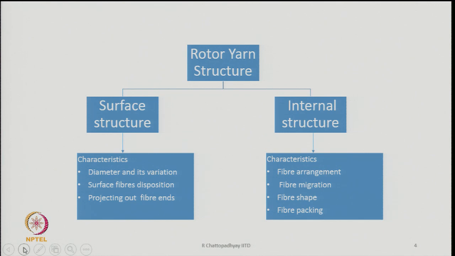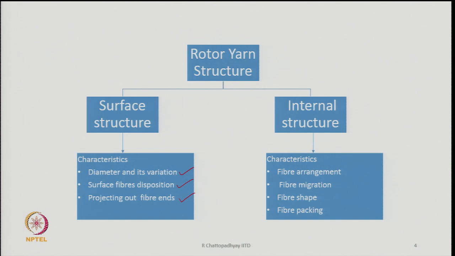Now, we will go into a little more detail of the structure. So, rotor yarn structure has two components, as we have already discussed. One is the surface part of it, the other one is the internal structure of it. In the surface part of it, what is visible to us is diameter and its variation, the surface fiber dispositions, the projecting out fiber ends. These three things can be seen when you look at a yarn under a microscope.